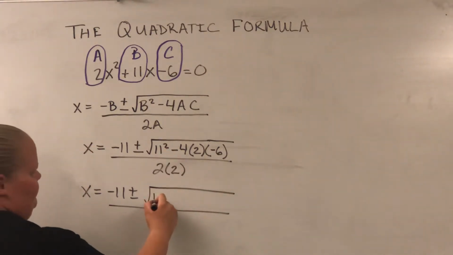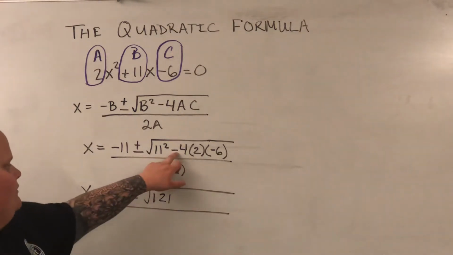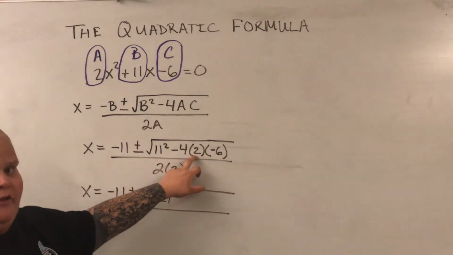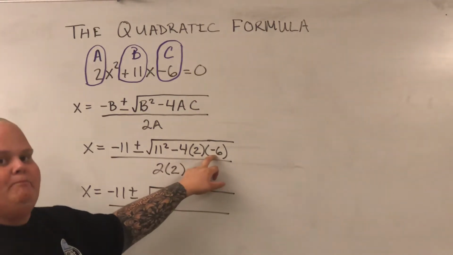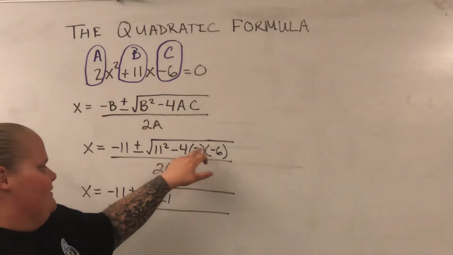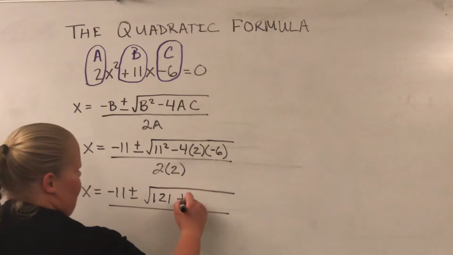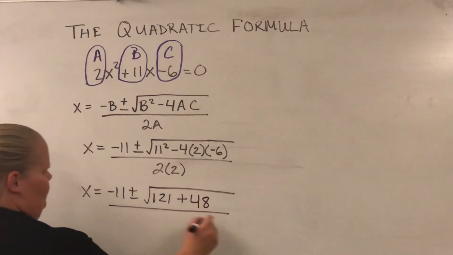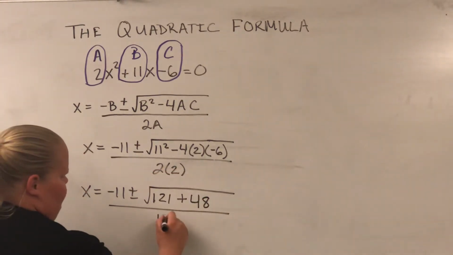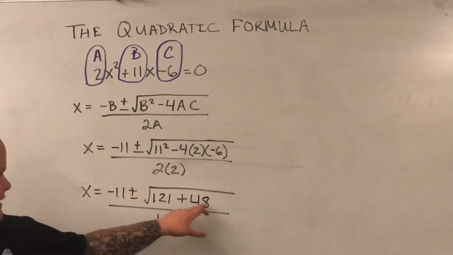11 squared is 121. Negative 4 times 2 is negative 8. Times negative 6, that's a positive 48. So I have negative 8 times negative 6, that's a positive 48. So plus 48, all over 2 times 2 is going to be 4. I'm going to go ahead and continue simplifying up over on that side. So all I have to do here is add these two numbers together.